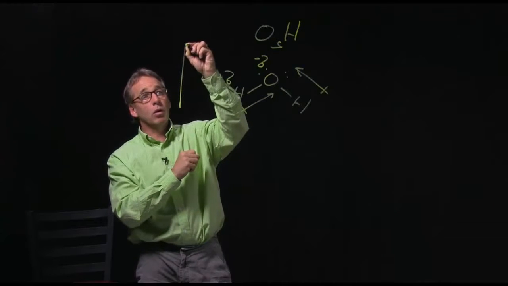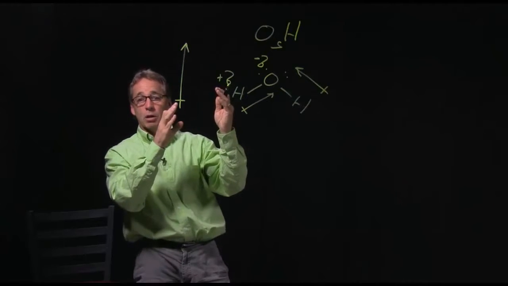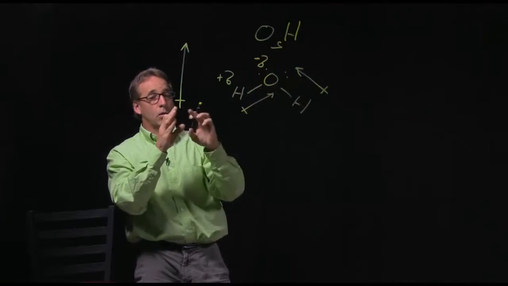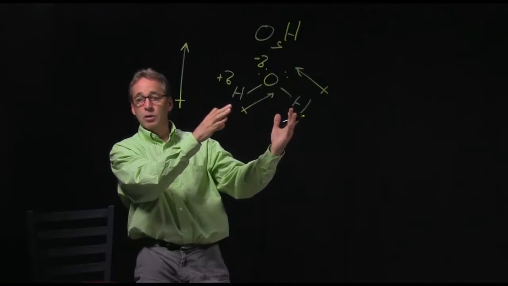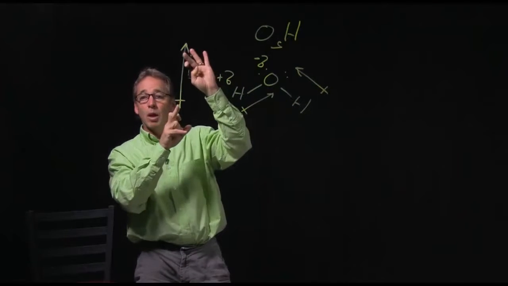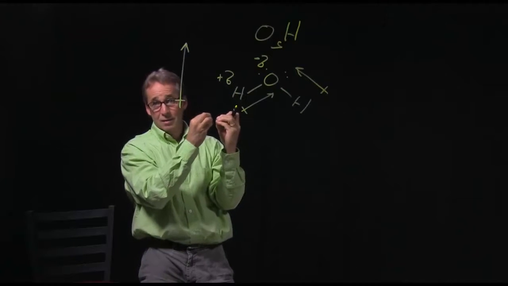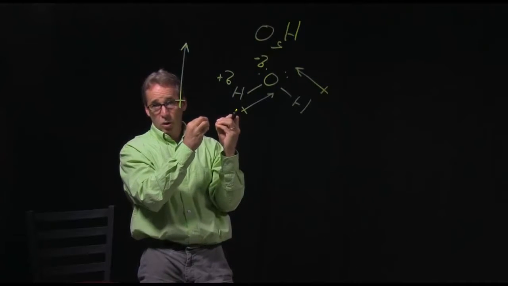So we could draw that in a vertical fashion like this, where the negative end is up towards the oxygen atom, the positive end is down towards these hydrogen atoms. And this molecular dipole is what gives rise to the cohesive properties of water molecules.